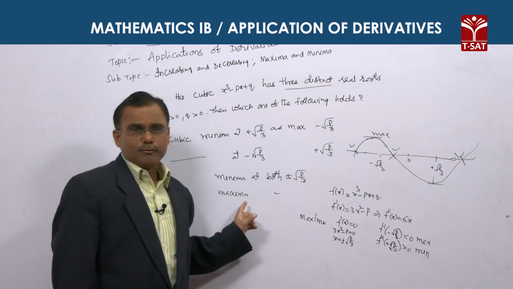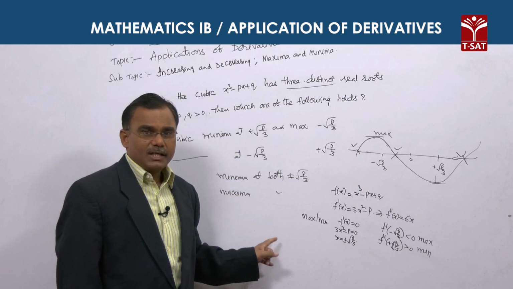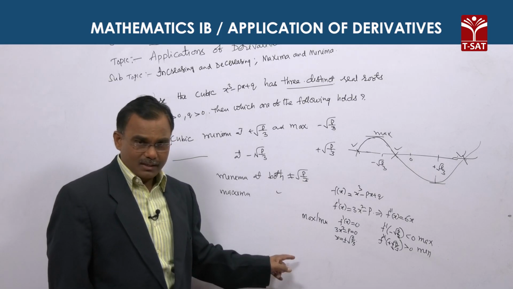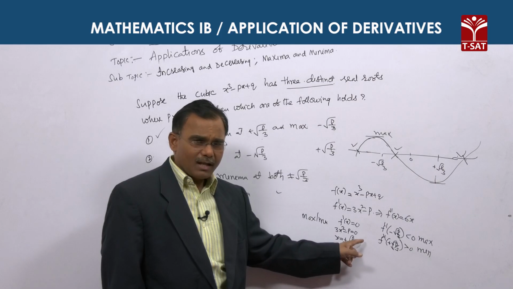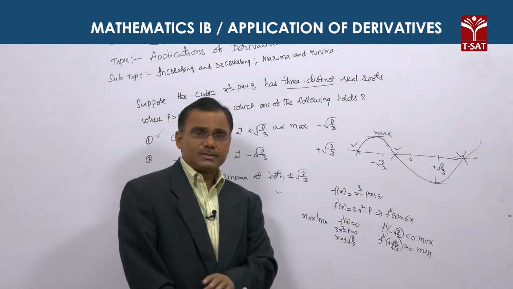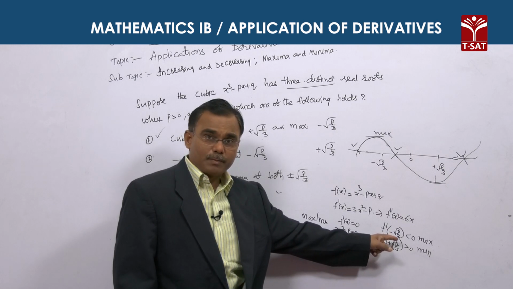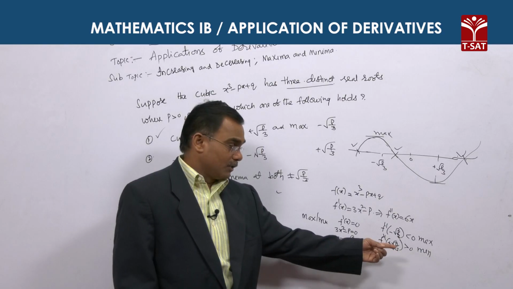Given a cubic polynomial f(x) with three real roots, find the maximum and minimum values. For the maximum or minimum, first find f'(x) and equate it to 0. The critical points are ± √(p/3). Find the second derivative, which is 6x. Substitute the critical points: at −√(p/3) it is negative, so maximum; at +√(p/3) it is positive, so minimum.